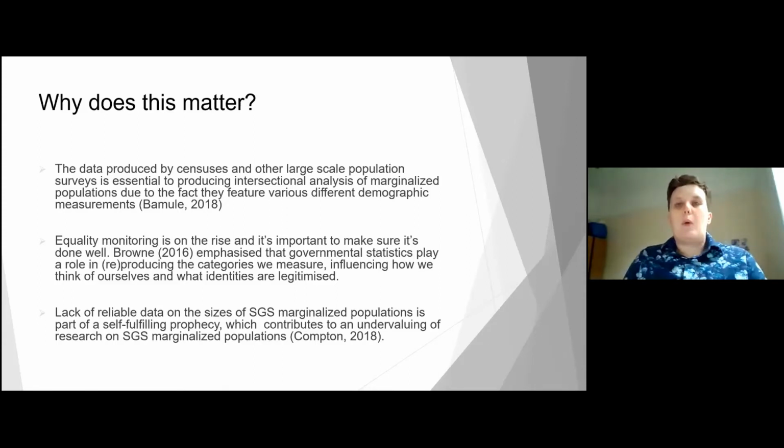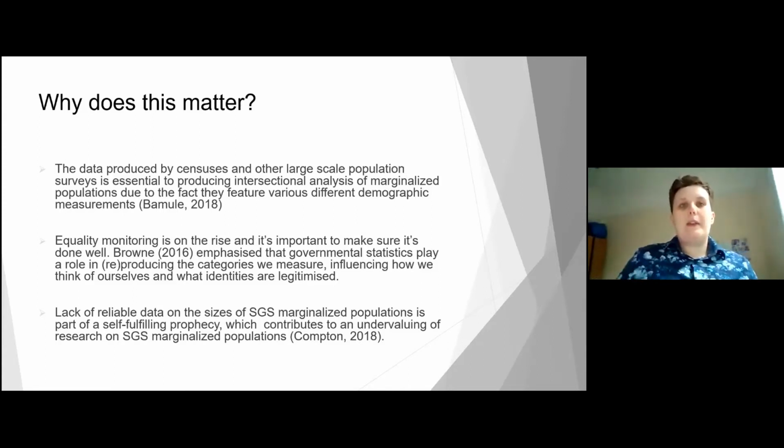When it comes to equality monitoring, if there's a limited number of options on a survey, there's a little bit of saying these are the people that matter, these are the people whose needs we are going to meet, and if you don't fit these boxes, then we don't see you as legitimate. So actually having options so that people can be accurately represented is really important.